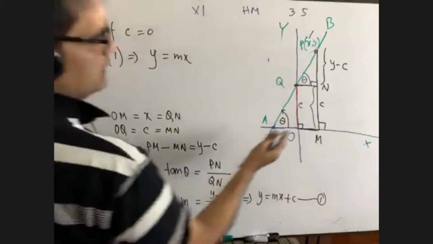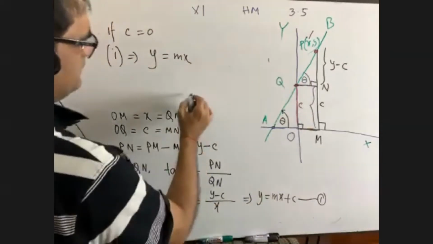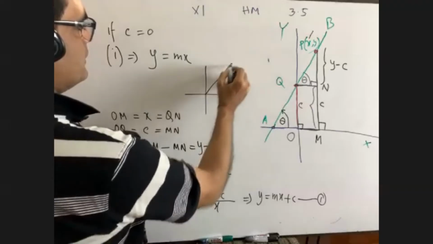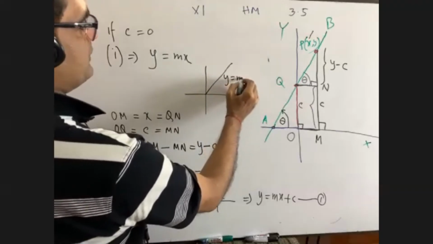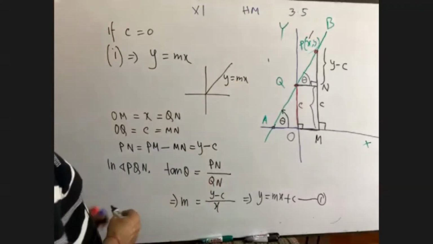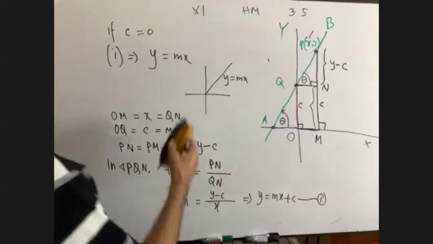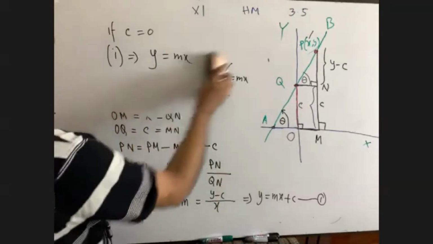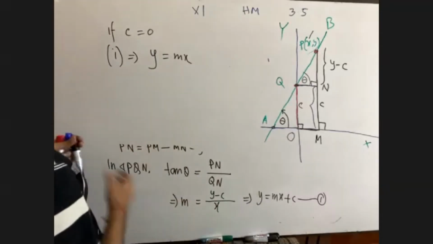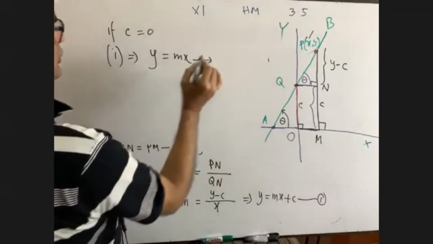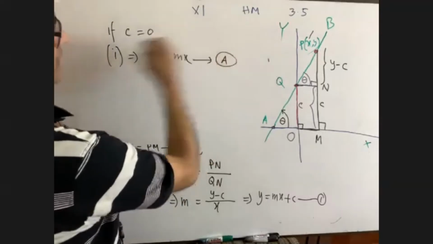Minus MN. Now let me know what is PM. PM is Y. And what is MN? MN is C. So Y minus C. So we are getting this part is Y minus C.